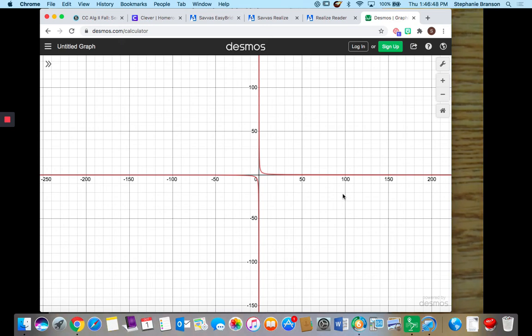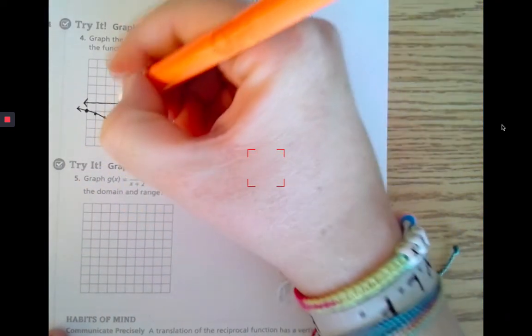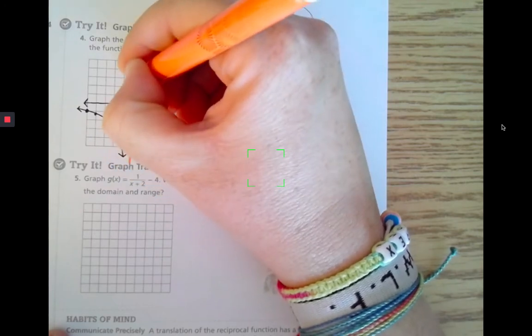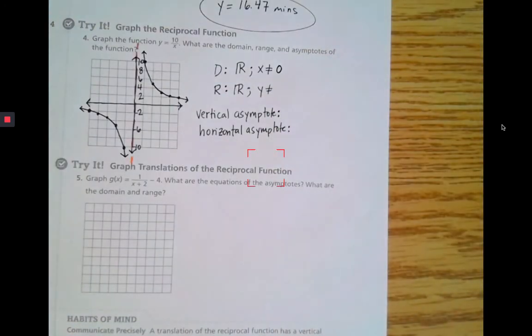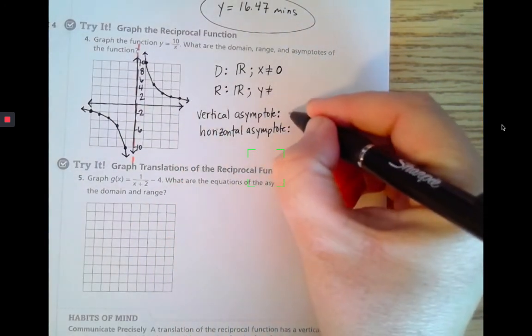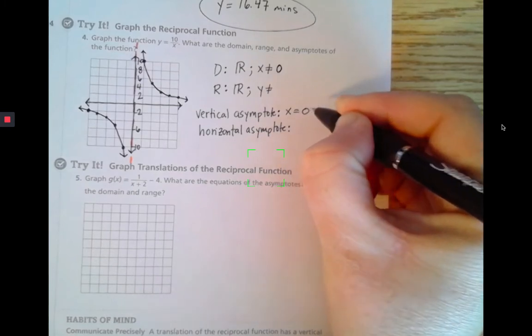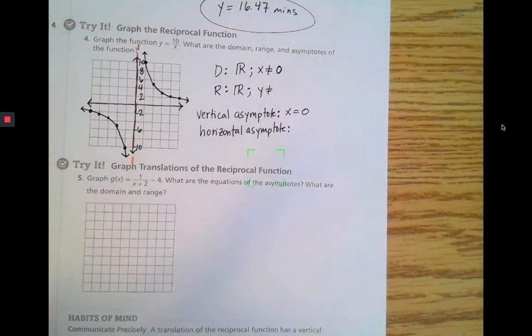What else does that tell us? That also tells me that I've got a vertical asymptote right here. It's going to be kind of hard to see because of my graph being black, but do you see how I drew a dashed line? That's telling me that this graph is going to get super close to this dashed line, and that's my vertical asymptote, x equals 0. It's going to get super close to that dashed line, but it's never going to touch it.